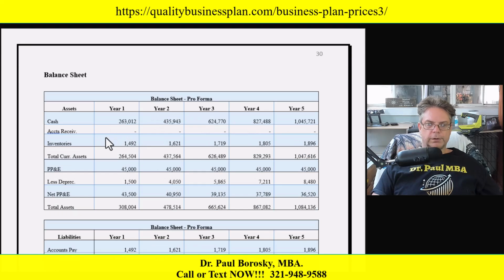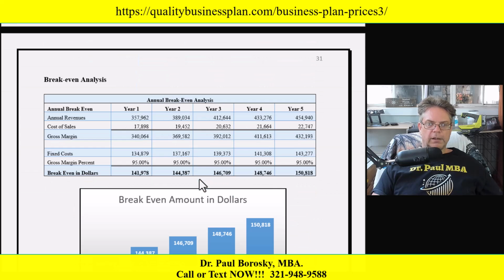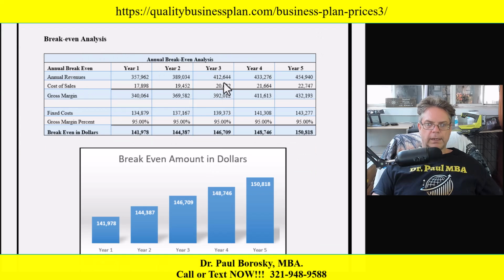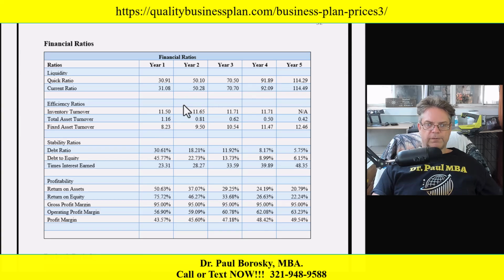With the balance sheet, you'll have your cash and you have your assets as well as liabilities. And then finally, we're going to get into the break-even analysis, also a chart for the break-even. And then we'll also include financial ratios. And of course, these are all the financial ratios I can possibly put in there, and I'll just use the ones that are relevant to your organization. For example, if you don't have inventory, what's the point of putting inventory turnover in there?